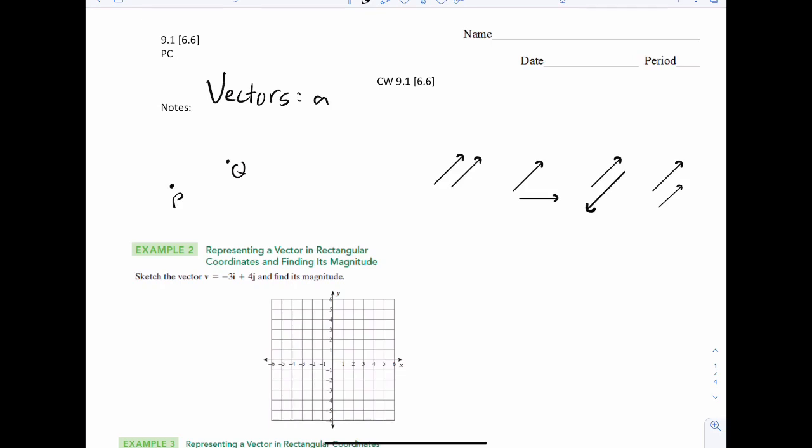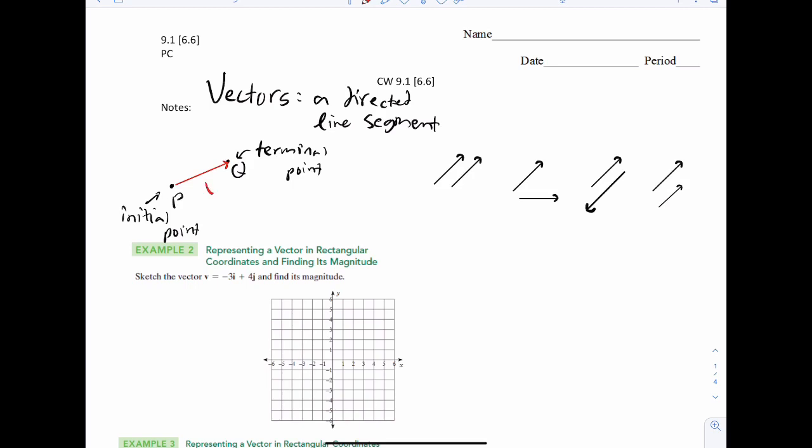And a vector is basically a directed line segment. So I have 2 points here, P and Q. I'm going to call P my initial point, and then Q is going to be my terminal point. It's important to know that it's a segment, meaning that it's going to start at P, it's going to head towards Q, and it actually stops at Q. It does not keep going.